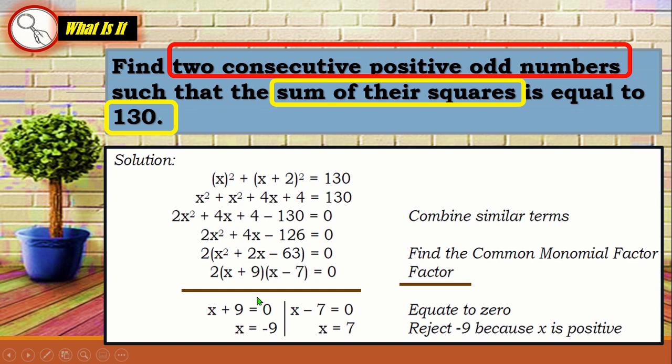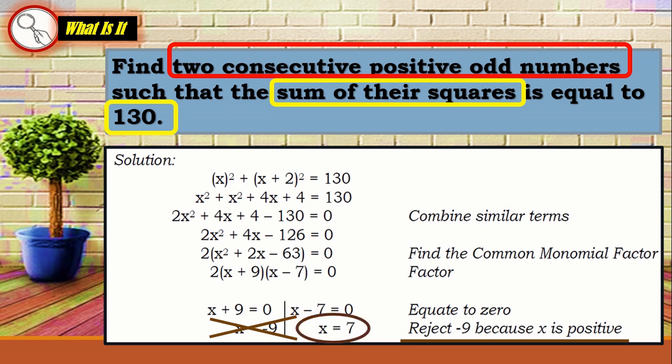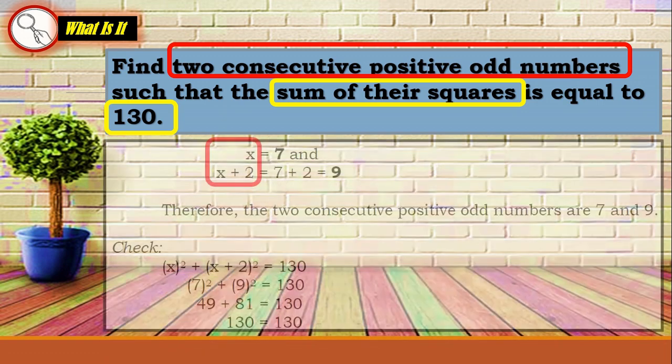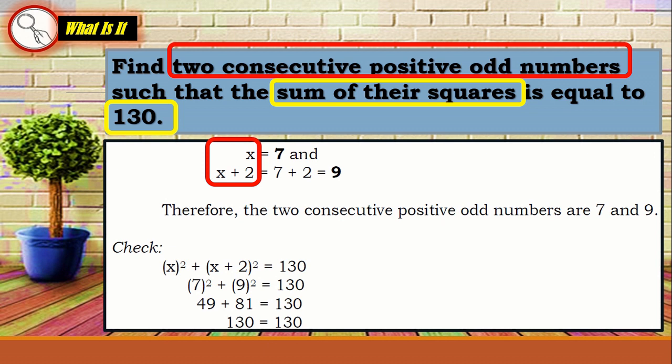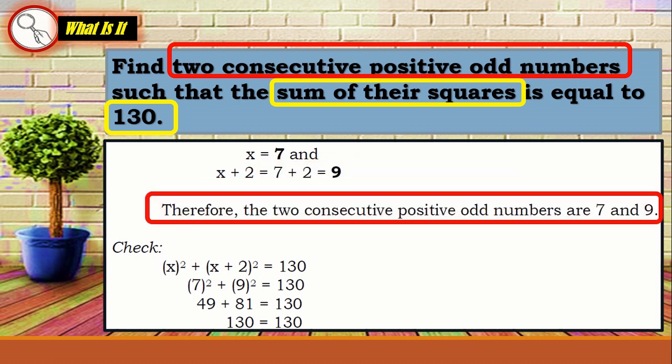Okay, let's move on. Now this time, let us equate our factors to 0. So x plus 9 is equal to 0, x minus 7 is equal to 0. Now remember, we are looking for two consecutive positive odd numbers. So therefore, we reject negative 9 because x is positive and choose 7 instead. Now if our first odd number is 7, our next number should be 9. Perfect. Therefore, the two consecutive positive odd numbers are 7 and 9.